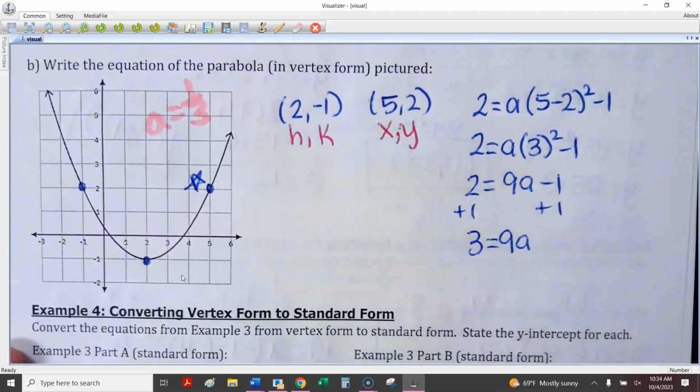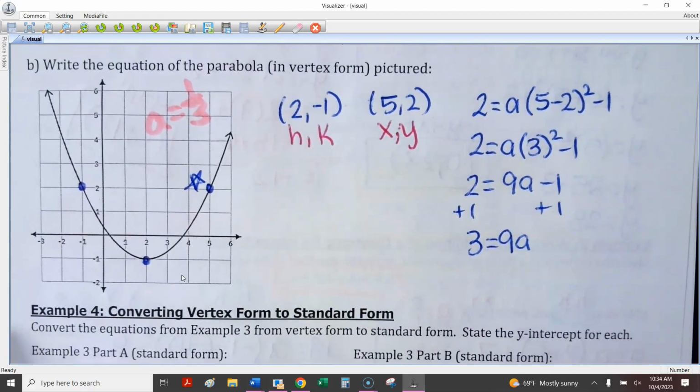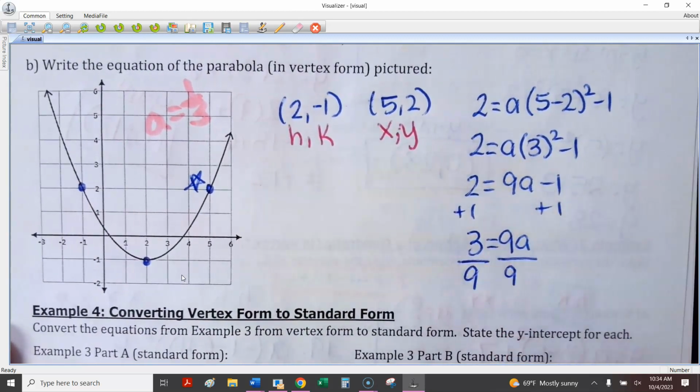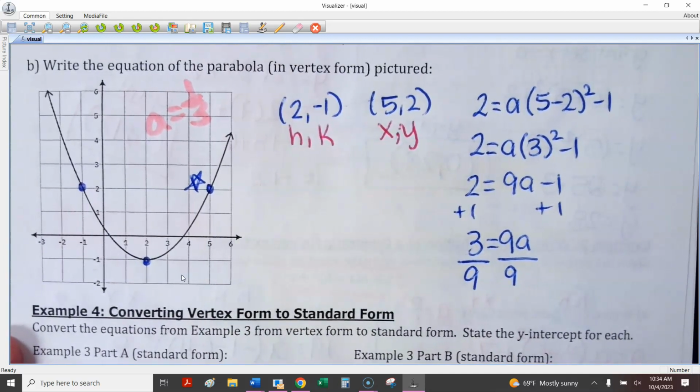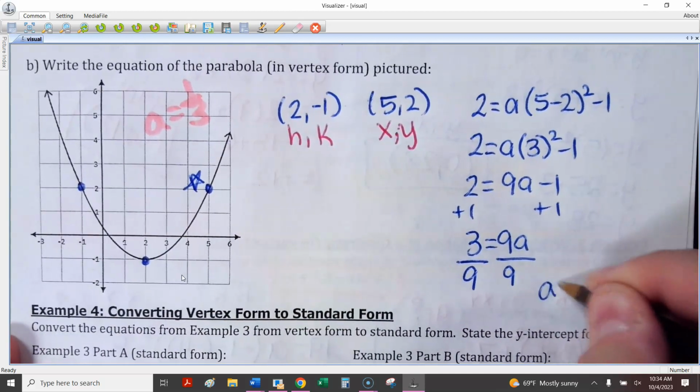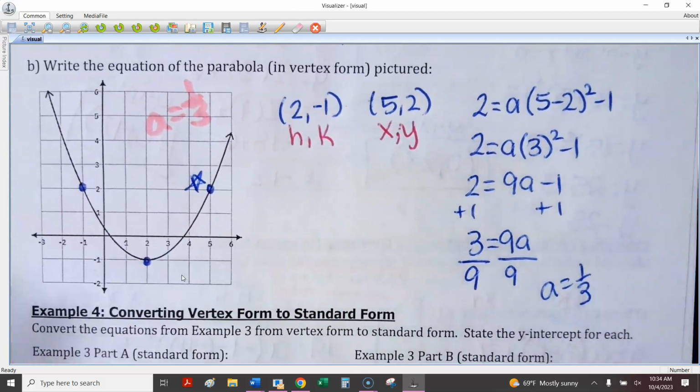And again, here, I'm always tempted to do this even myself. I see the 3 and the 9 and I go, oh, it's 3. You got to get a by itself by dividing by 9, so it's actually a fraction. And hopefully you could tell that from the graph. It's a lot wider, so it should not be 3. If it was 3, it would be much more narrow. So the a value there is 1/3, just like you guys thought.